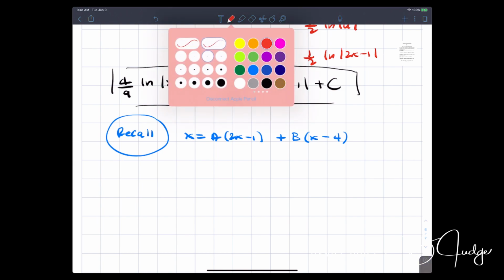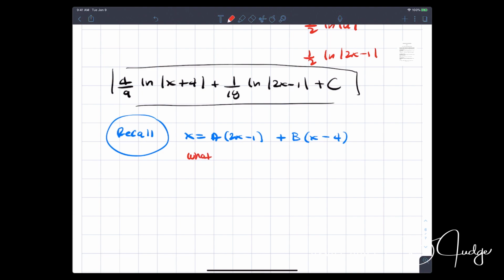So let me show you. What are a and b? Well, I want you guys to look at these linear factors here. We've got this x minus 4. We've got this 2x minus 1. I have to ask you guys, what values of x will make those equal to 0? So we want to make those linear factors 0. I'm going to start with the easier one.